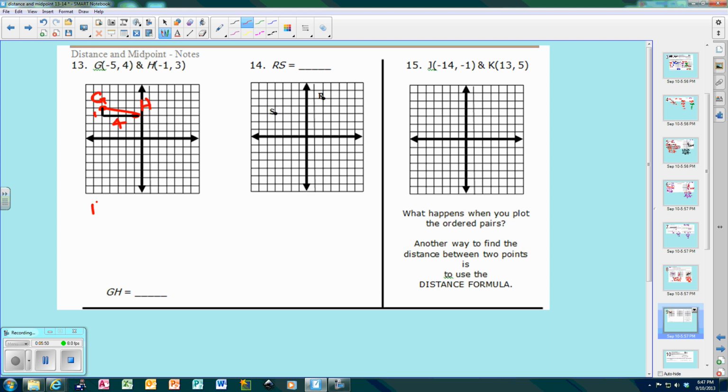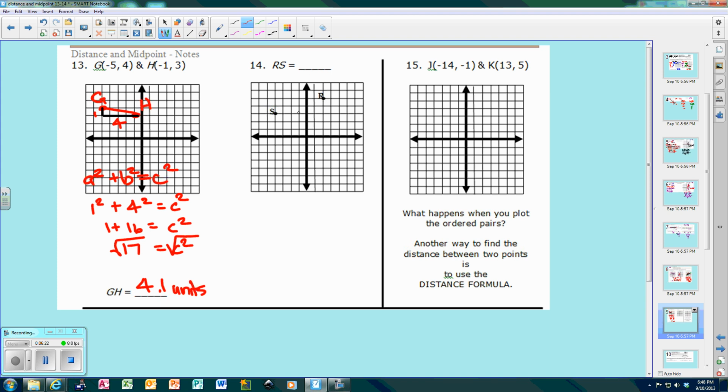So that means 1 squared, because we've got a squared plus b squared equals c squared. So 1 squared plus 4 squared equals c squared. 1 plus 16, that's 17. And then I'm just going to take the square root of both sides, and I get that my answer is 4.1. So from G to H is 4.1 units.